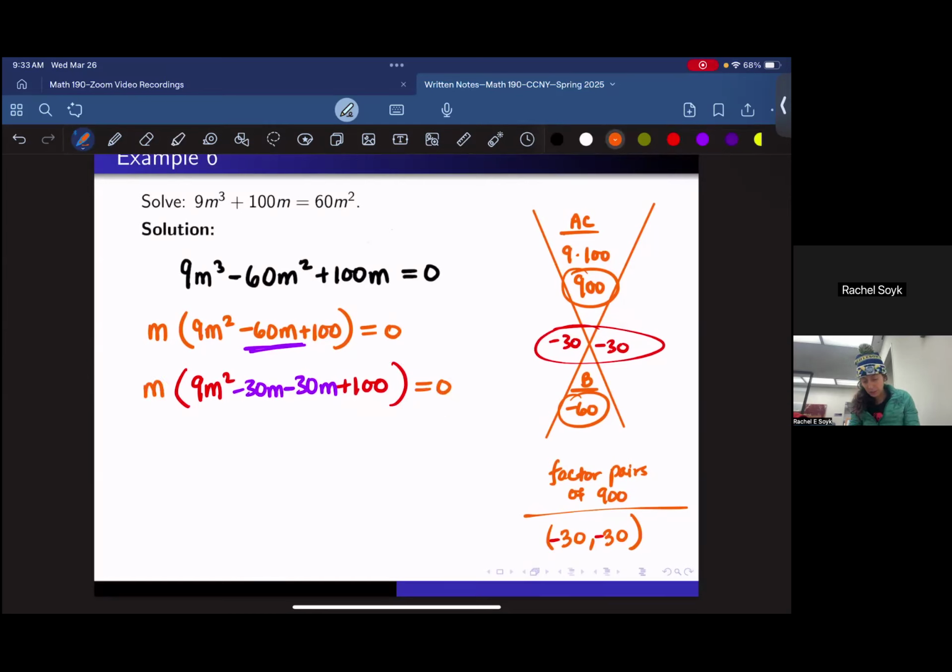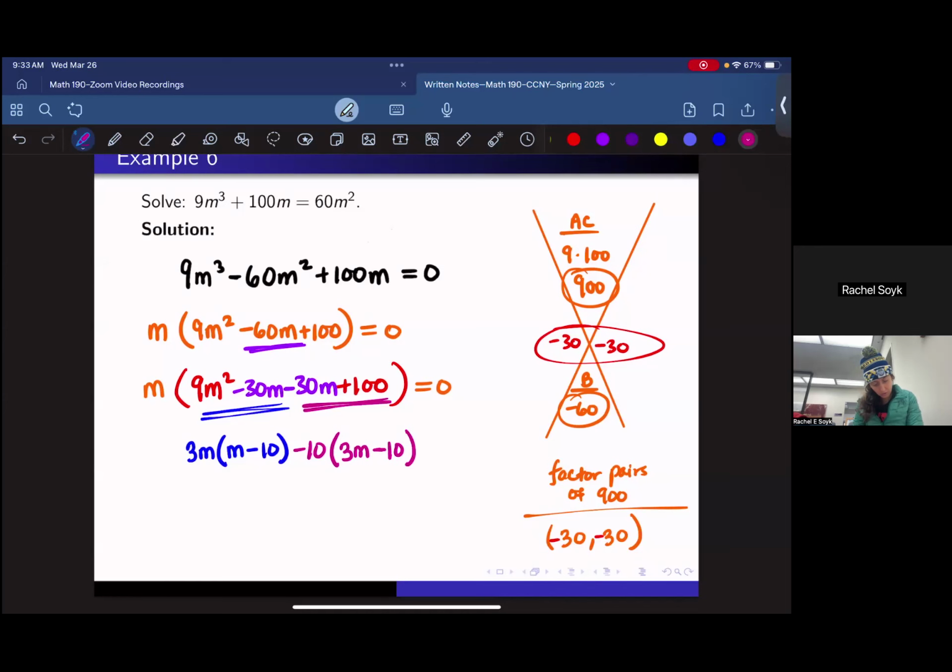And now we can utilize our whole factor by grouping. Pull out that greatest common factor. We can pull out a 3m, and when we do, we're left with m minus 10. Our greatest common factor with our last two terms, we can pull out a -10. And when we do that, we are left with 3m minus 10.